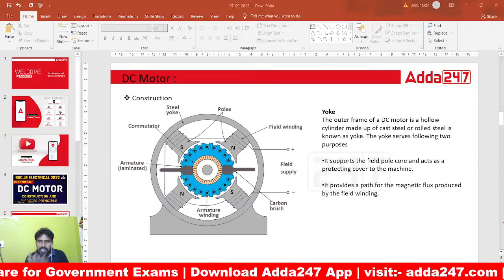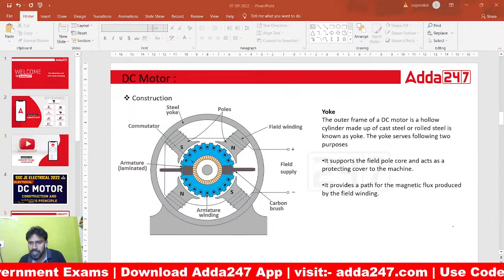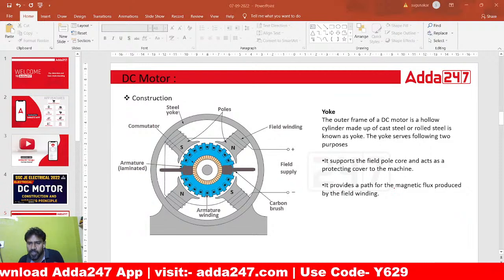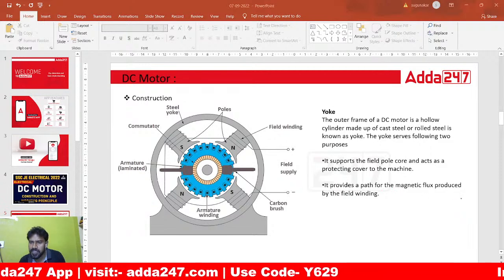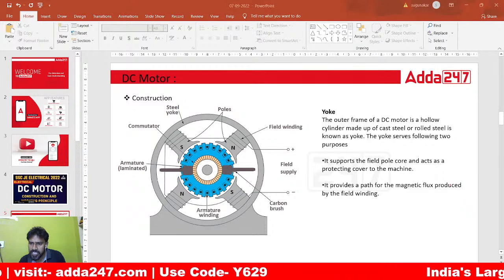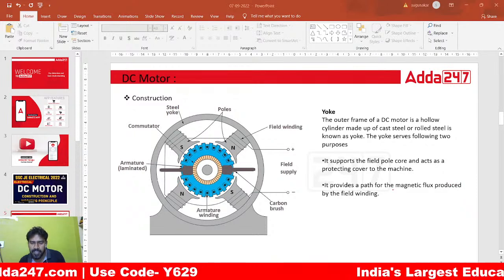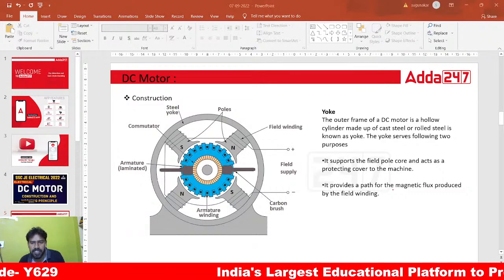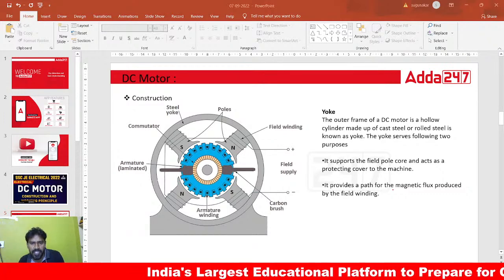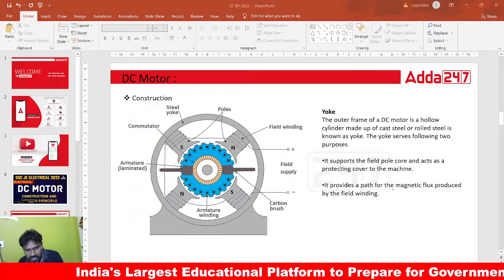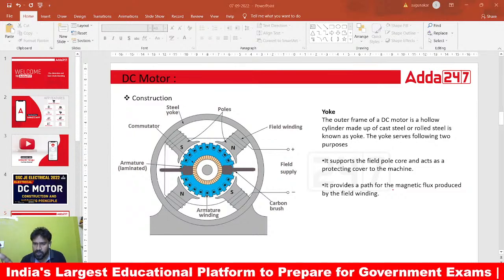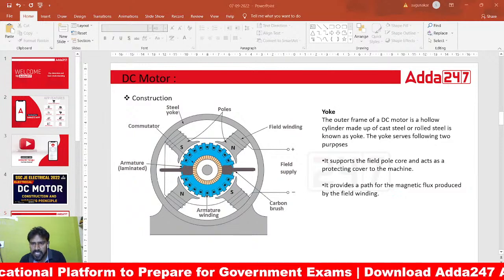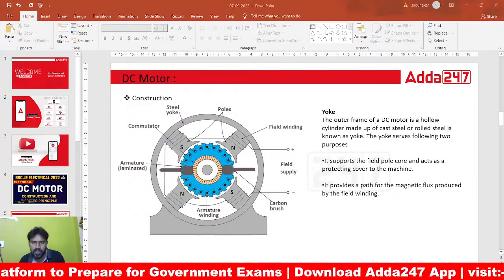See here, these are the direct questions, direct answers you can remember. The pole core is made up of thin laminations of sheet steel. You can remember laminations mean reducing the eddy current losses. The pole core is made up of sheet steel, so you will get two answers from the pole core, and two answers from the pole shoes.